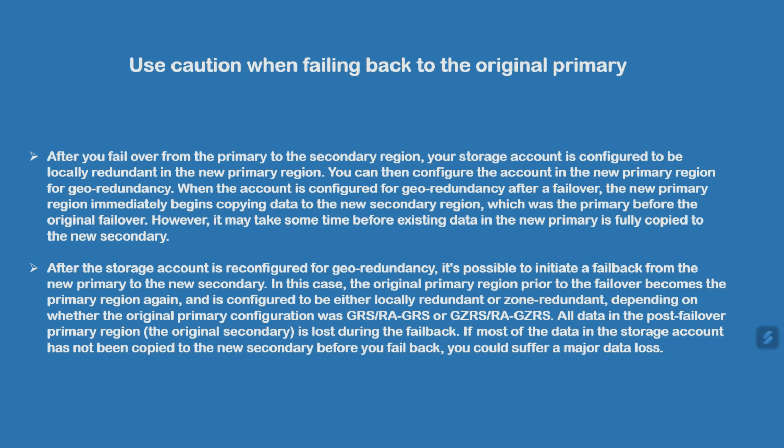All data in the post-failover primary region is lost during the failback. So the secondary region data will again be lost, and the new primary will have all the data that is there. If most of the data in the storage account has not been copied to the new secondary before you fail back, you could suffer a major data loss.